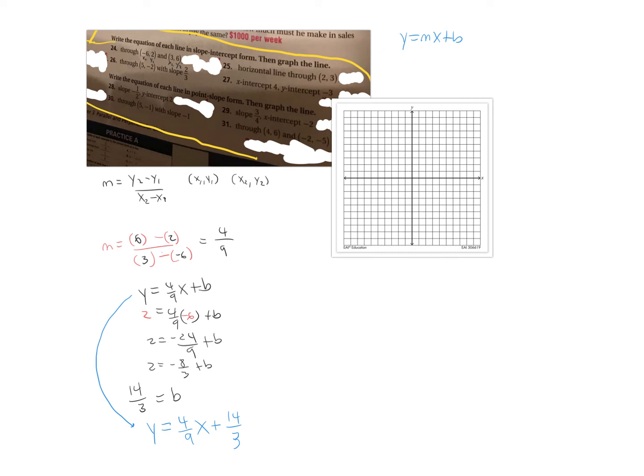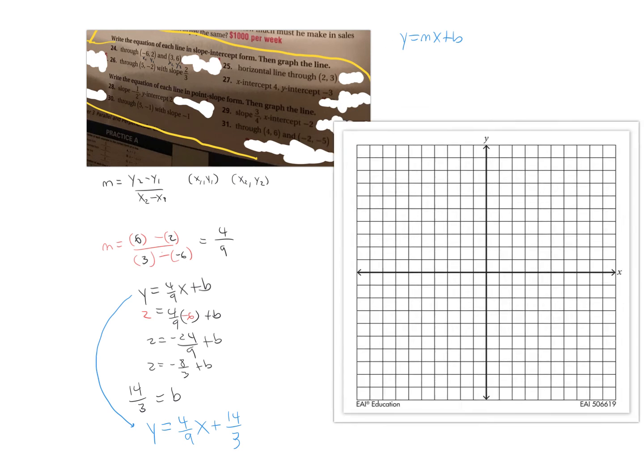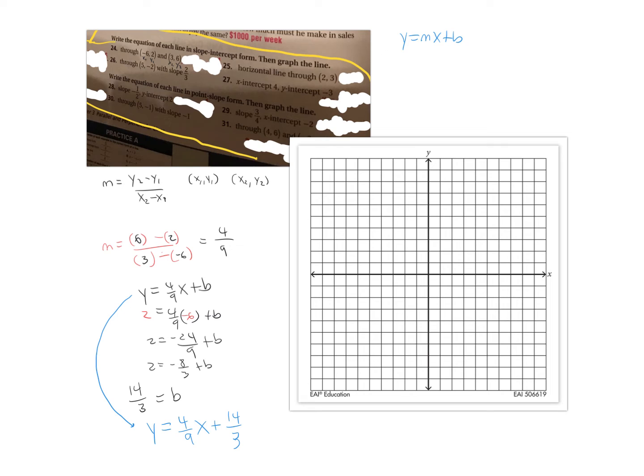So that's going to be kind of annoying to graph, but we're just going to try. All right, so 14 over 3 is just under 5, so that would put us like here. And then once again, the slope tells us how much to go up and how much to go over. It's a positive 4, so we're going up 4 and to the right 9. So we go up 4: 1, 2, 3, 4. And then to the right 9: 1, 2, 3, 4, 5, 6, 7, 8, 9. So the next point is going to be right there.